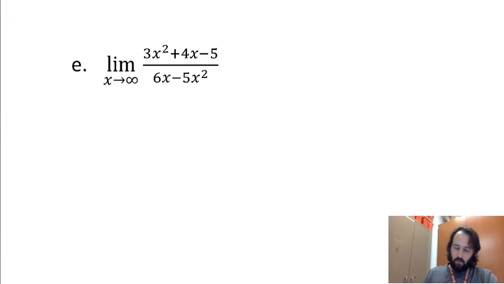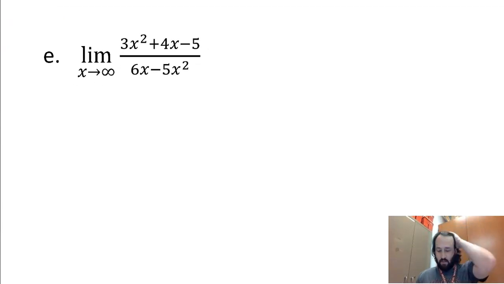There's really not a whole ton of variation to these things until we get to this last problem down here, and then we'll run into an issue. But here, I don't necessarily need to use L'Hopital's, right? I should know that my answer is 3 over -5, so it should be -3/5, right? As they go out forever, it's going to go to that horizontal asymptote. But let's show you how L'Hopital's works with this one.